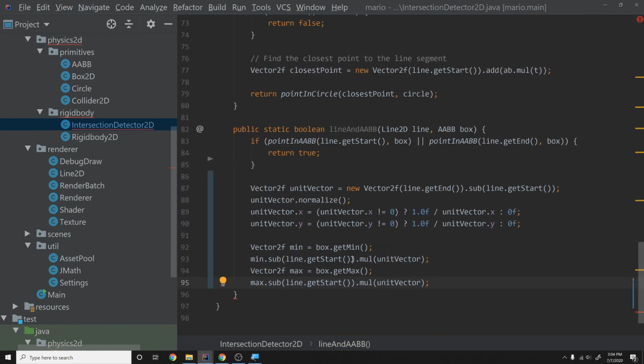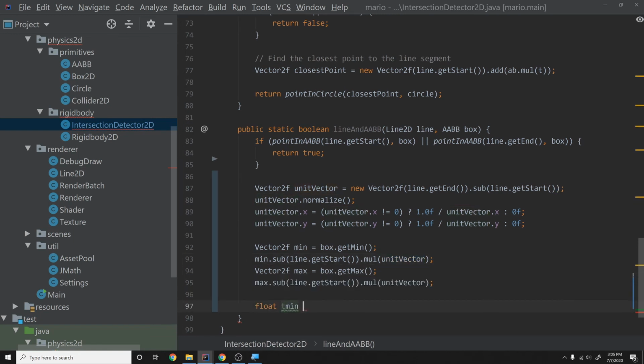And all this is doing is, remember how we were doing like divide by the x and the y of the minimum vector and divide by the x and the y of the maximum vector? Well, that's what we're doing here too. We're just doing it in one step. We're getting the vector, then we're just multiplying by the unit vector, so we multiply the x and the y component all in one go.